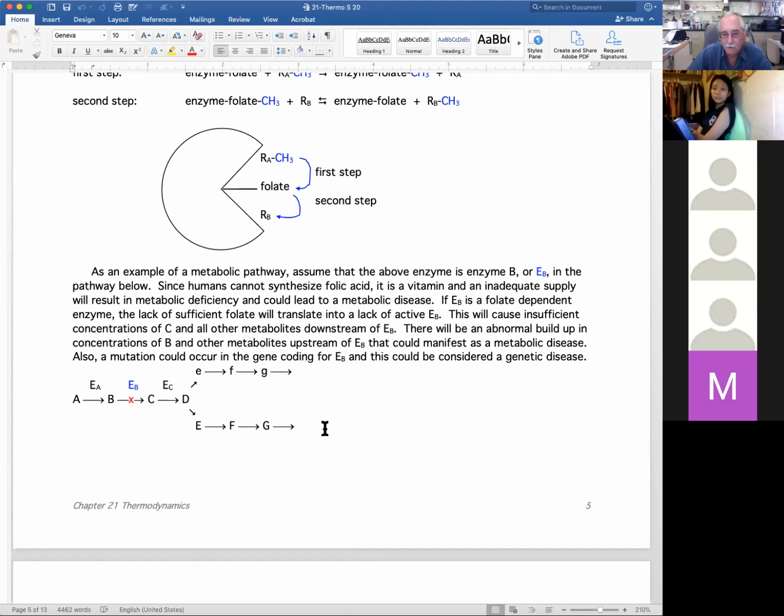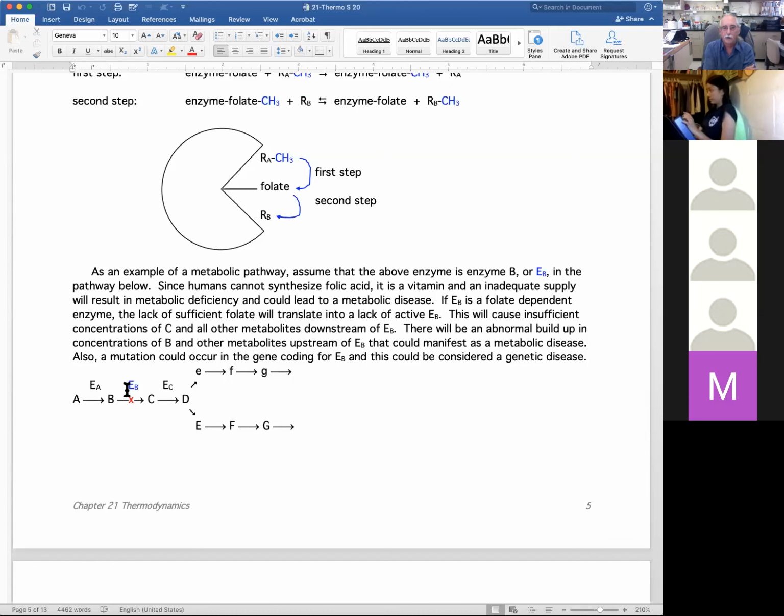What would happen if this enzyme right here was not functional? It could be nonfunctional for 2 reasons. One, there could be a genetic defect. The amino acid sequence is wrong. That would be a genetic disease. The only way to treat that would be to alter the genetics.